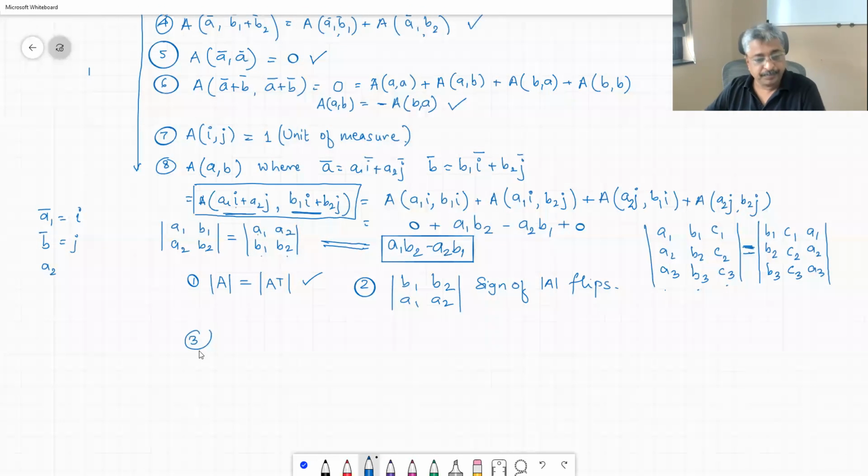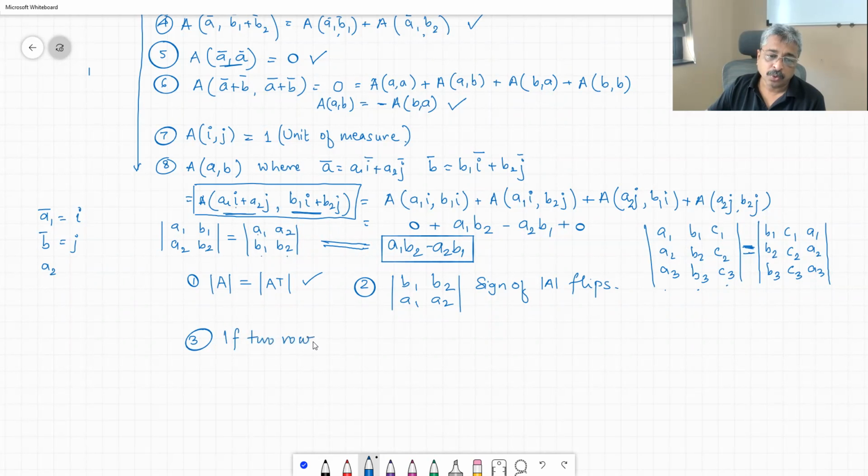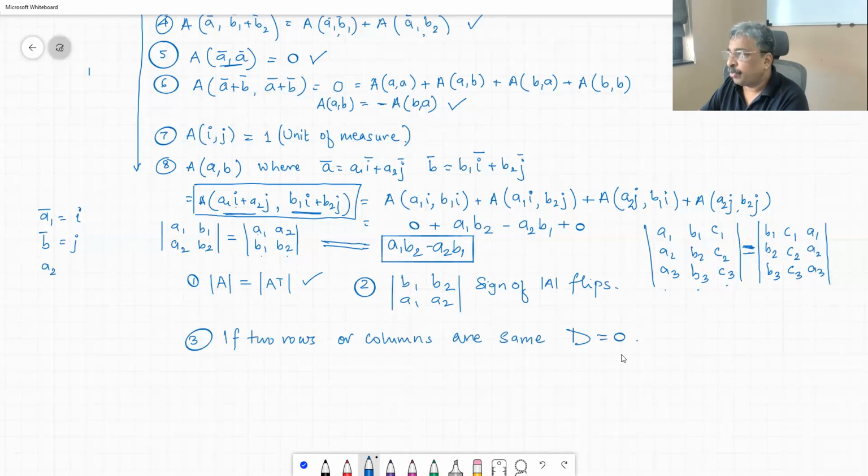Property number 3. If two rows are same, that is area of A comma A is 0. If two rows or columns are same, determinant equals 0. And we want it to be singular.